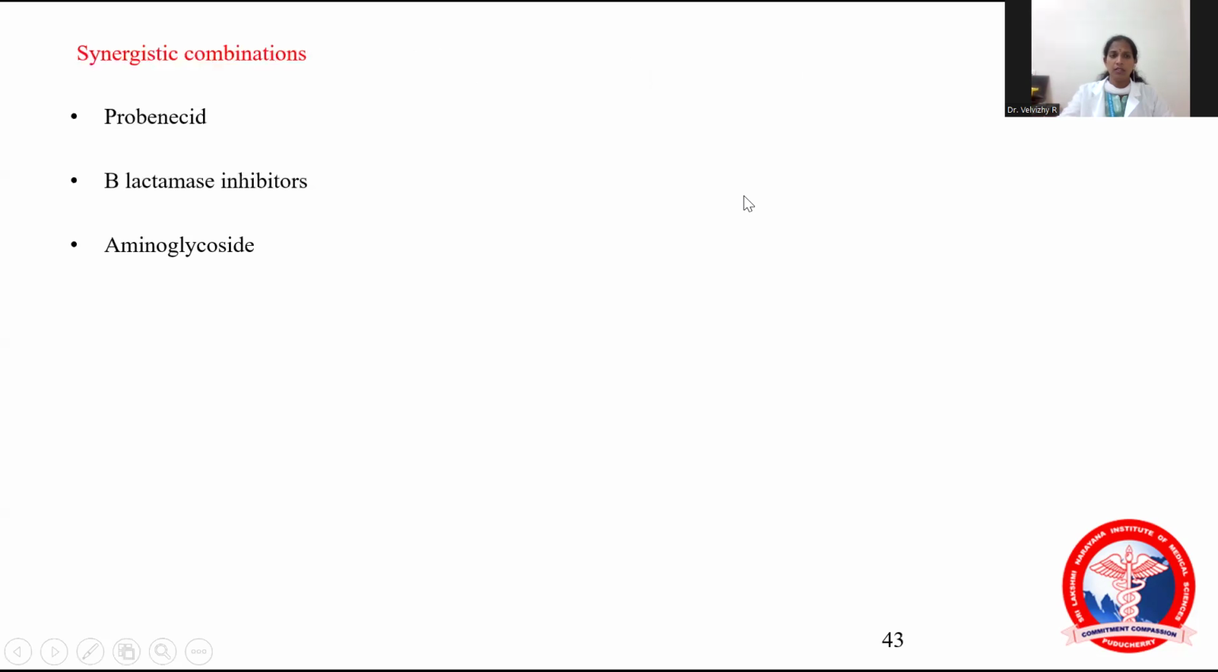And there are some which have a synergistic combination. The first one is probenecid. It is also a drug that has been used for gout. What probenecid does is inhibit the tubular secretion of penicillin. If the tubular secretion of penicillin is inhibited, penicillin will be available for a longer period of time, so the drug will act for a prolonged period. So in order to improve the efficacy of penicillin, we always combine it with probenecid.